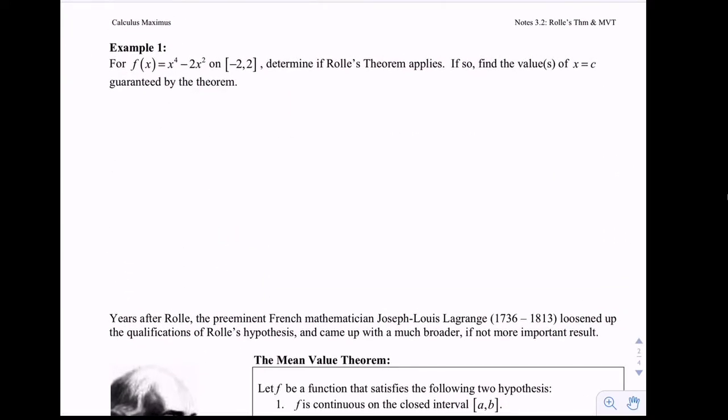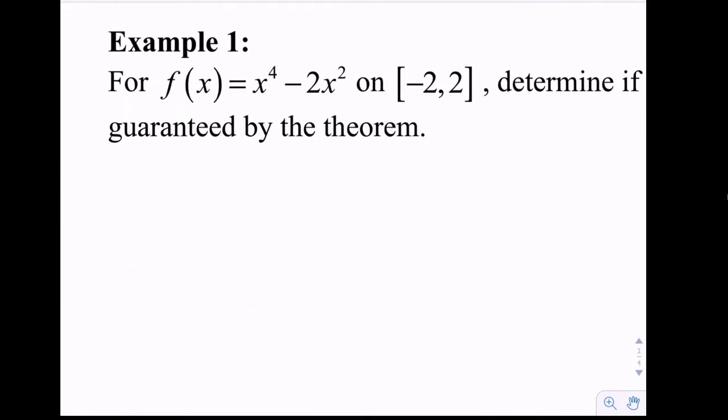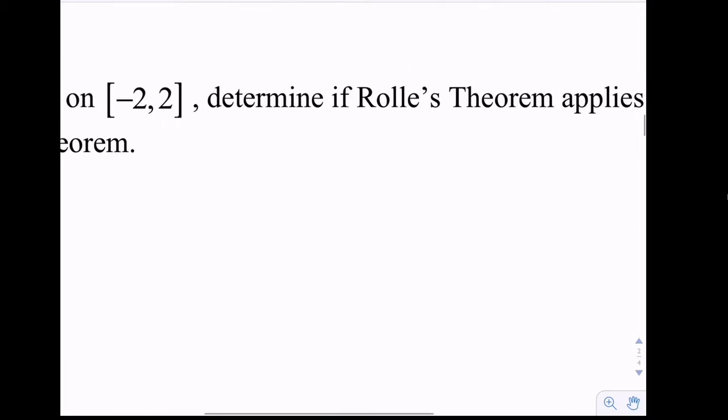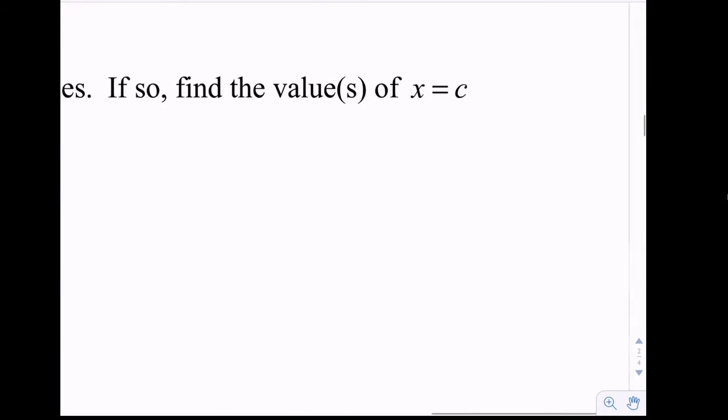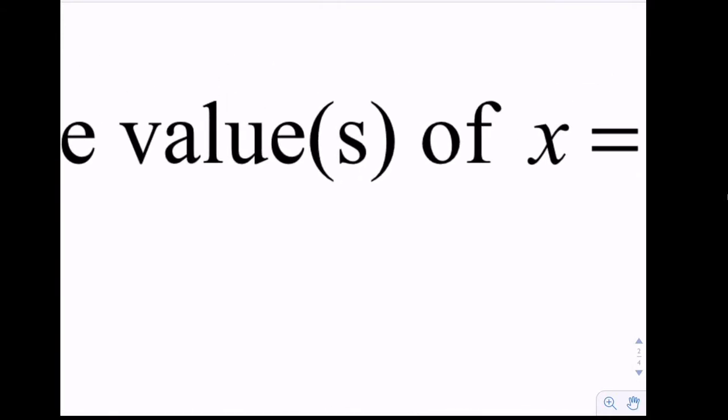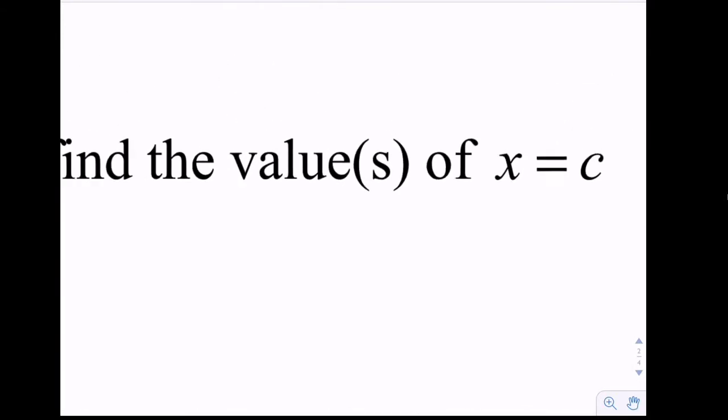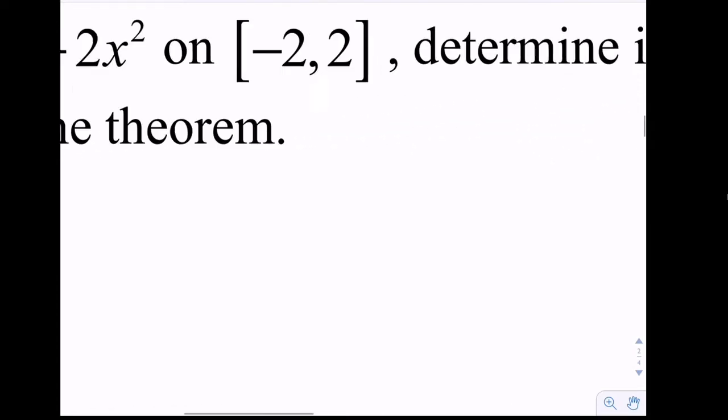Well, let's look. Example 1. For f of x equals that on the closed interval from -2 to 2, determine if Rolle's theorem applies. And if it does, find the value or the values, foreshadowing, of x equals c, guaranteed by the theorem.